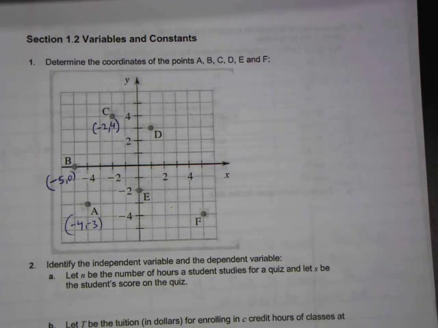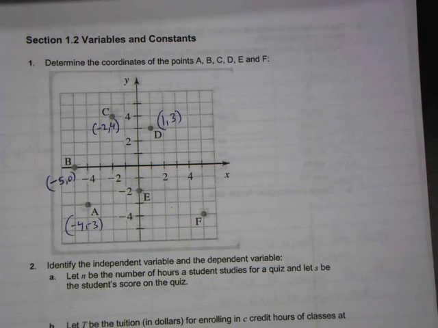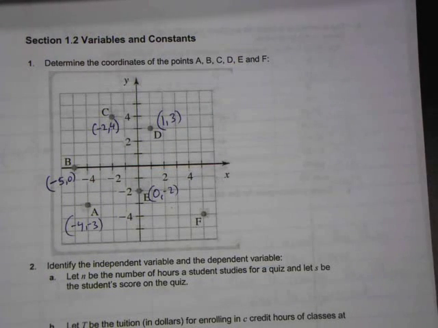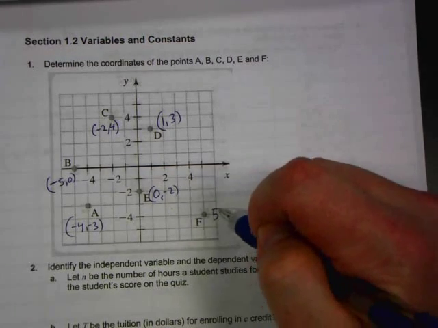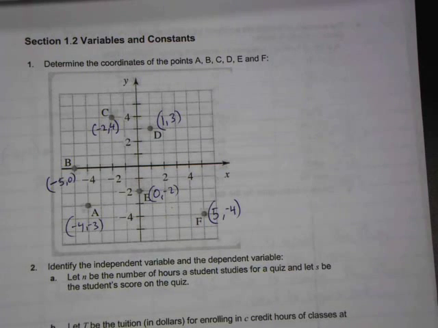Continuing on with D. 1, 3. That's 1, 3. Excellent. E. 0, -2. And finally, there's an F. 5, -4. Very good. Anybody have questions on any of those?